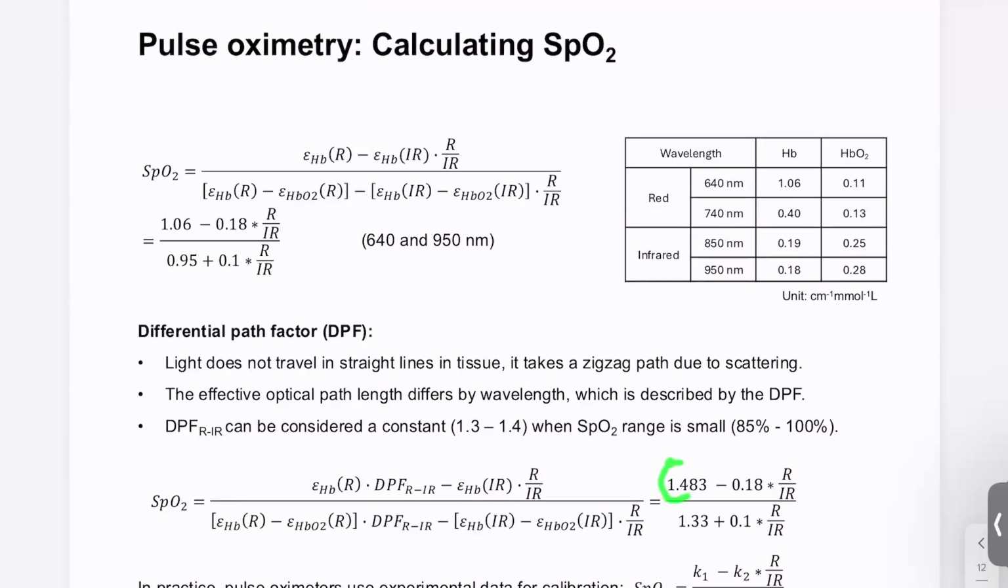So instead of just using these values in the literature, you can define 4 different parameters, K1, K2, K3, K4, and you will be able to get more accurate SpO2.